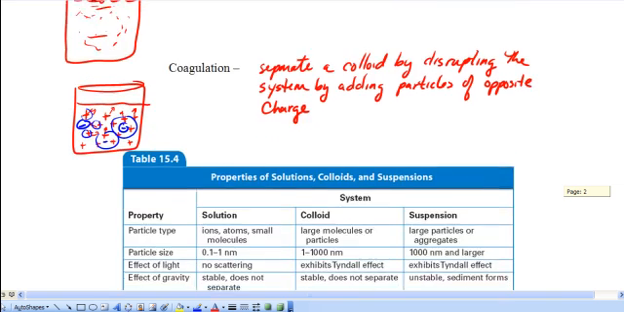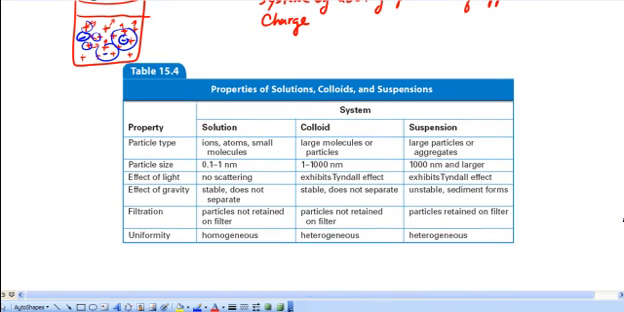So just to summarize what we've talked about in this chapter, solutions. Solutions have ions or atoms or small molecules less than a nanometer. They do not scatter light. They do not settle out based on gravity to the bottom. You cannot filter these particles out, and it's considered a homogeneous mixture because you only see one phase.